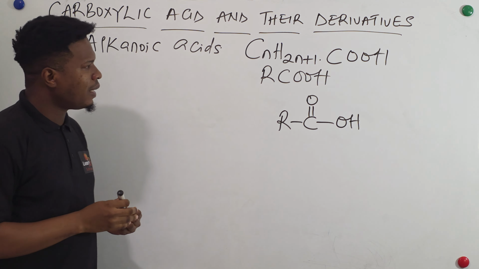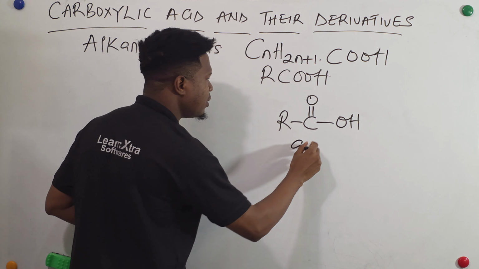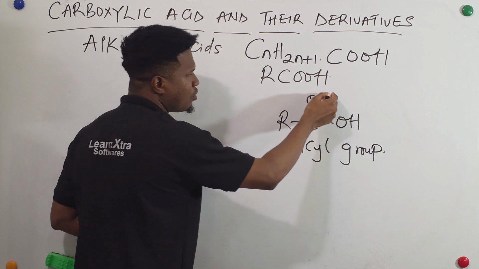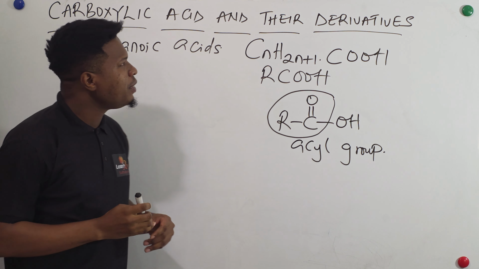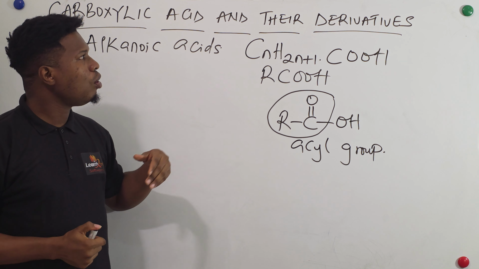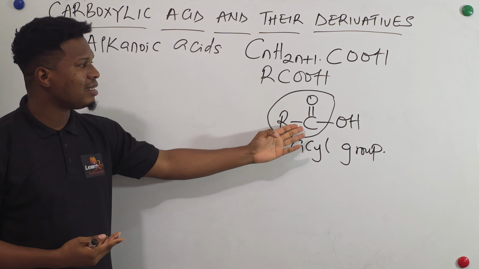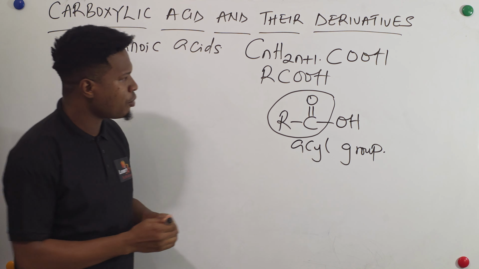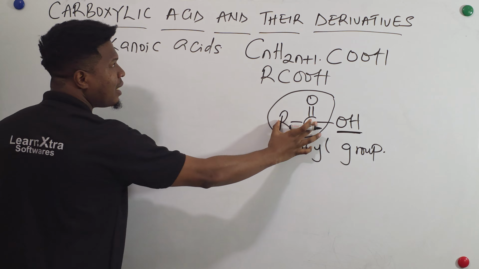So the carboxylic acid contains what we call the acyl group. Now this acyl group is this group here. So the derivatives of these carboxylic acids are those other functional groups that you can derive from the carboxylic acids. And the derivation happens here. Okay? So this acyl group is present in all the derivatives.